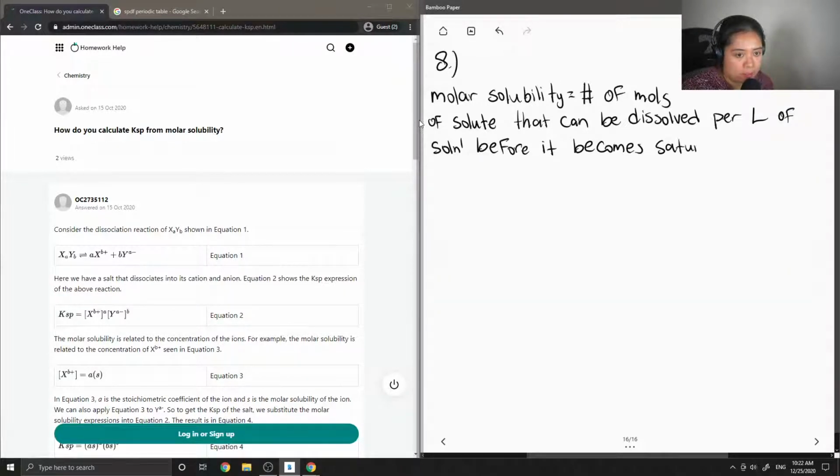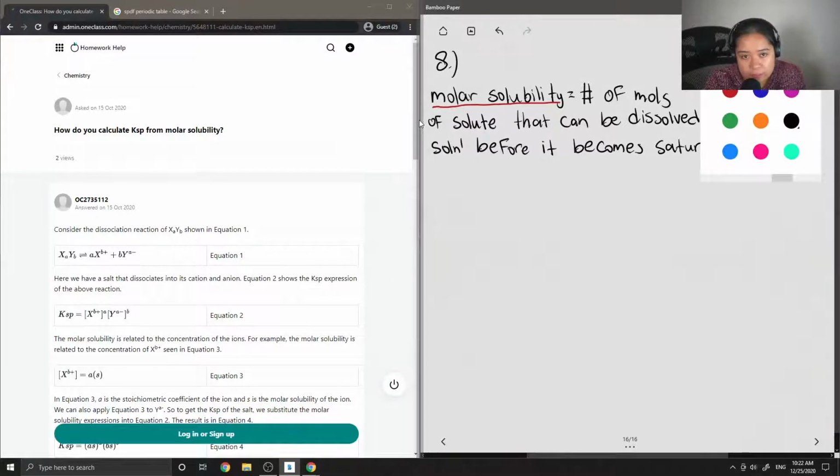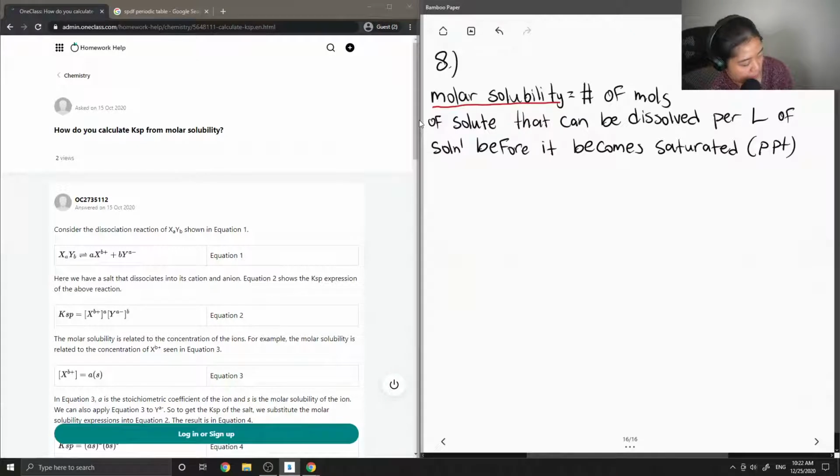So when you have a solution that has a lot of moles of the solute, more than its molar solubility, that means a solid starts to form and you start to see this precipitate. So precipitate is denoted as PPT, so I'll just put PPT in brackets. Okay, so to calculate KSP from molar solubility, it's just easier if I show an example.